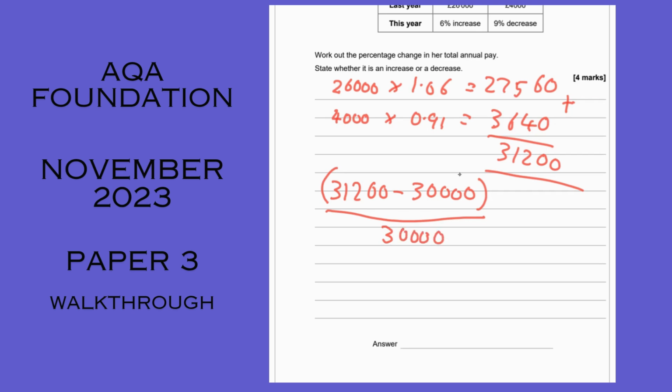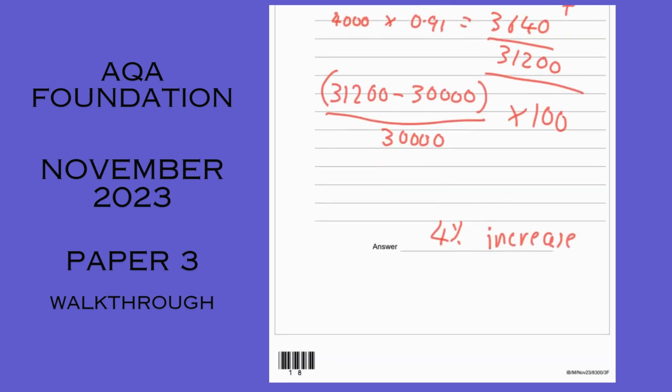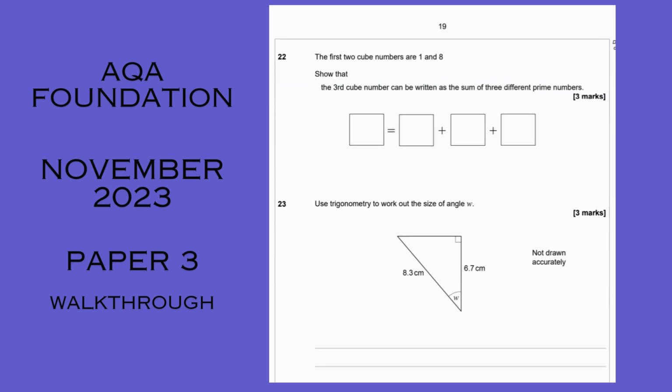Carly's original wage was 30 grand. That writes it as a fraction, so you times it by 100 to turn it into a percentage. Don't just write 4%, by the way. It does ask to state whether increase or decrease. And because the difference of these is positive, her wages have indeed gone up. It's an increase. Number 22.